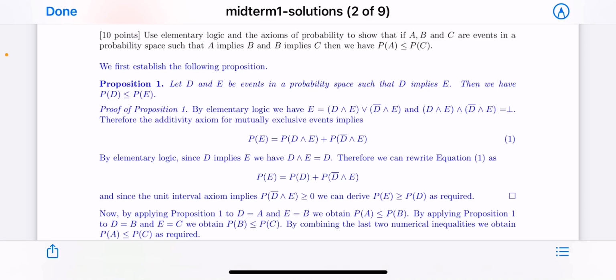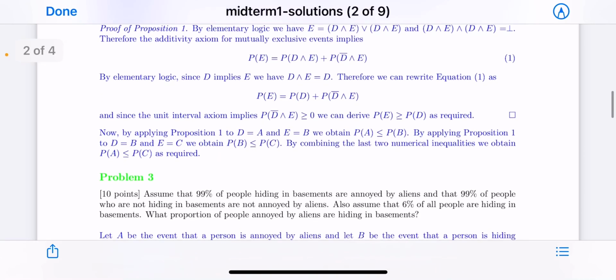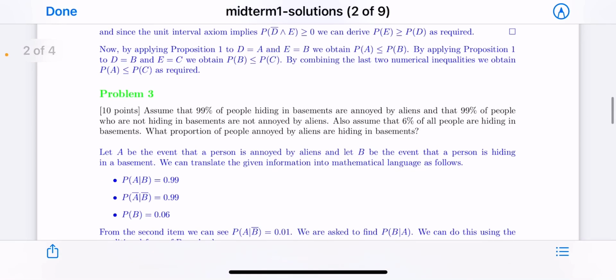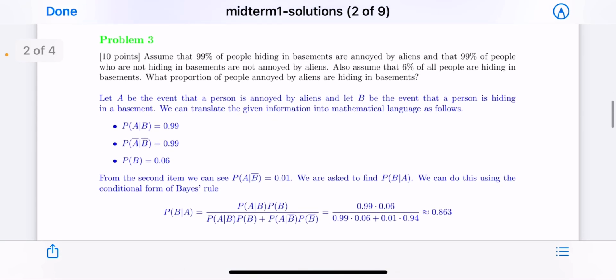So let's have a look at the next question. Okay, so this question says, assume that 99% of people hiding in basements are annoyed by aliens, and 99% of people who are not hiding in basements are not annoyed by aliens. Also assume that 6% of all people are hiding in basements. What proportion of people annoyed by aliens are hiding in basements?